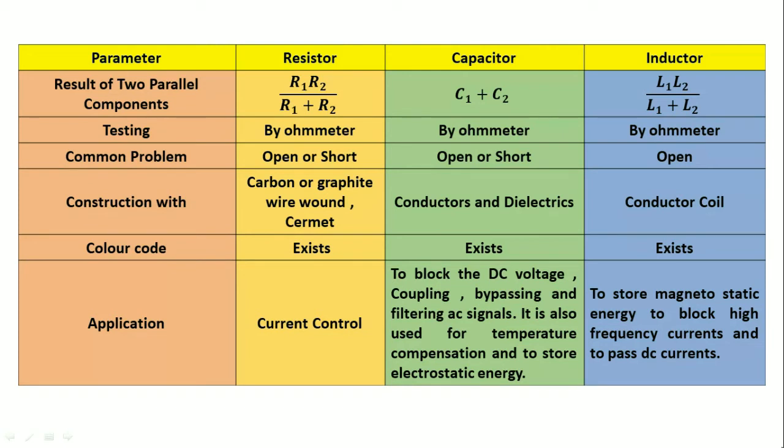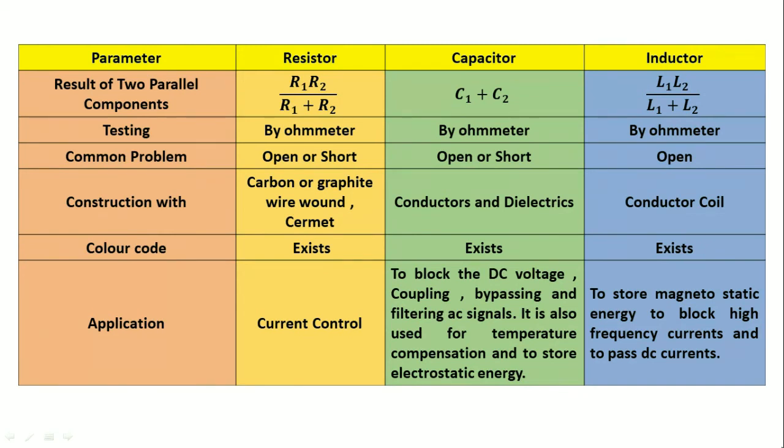Now coming to construction, the resistor is constructed using carbon or graphite material. For the capacitor, we use conductors and dielectric materials. And for inductor, we just use a simple conductor coil. Coming to color code, for the resistor, capacitor and inductor, the color code exists. That is, we can determine the capacitance value, inductance value or resistance value by seeing their color codes.